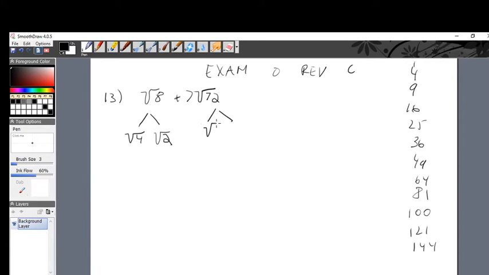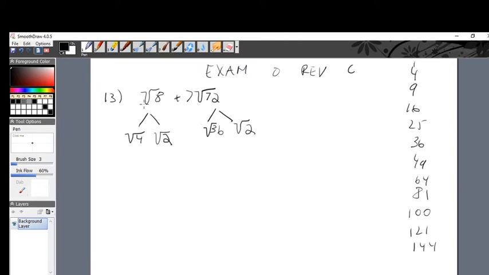72 we can break into a perfect square. What's on the list that is one of the factors of 72? The answer is 36. That's the highest one on the list. We want the highest one on the list. 36 times 2 is 72. So you can see where we're going.